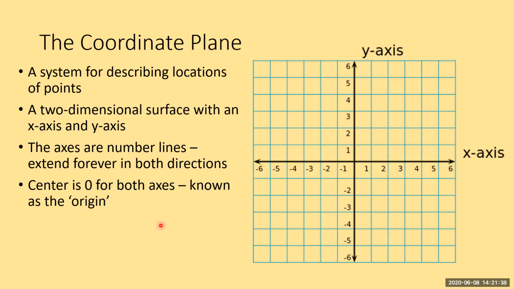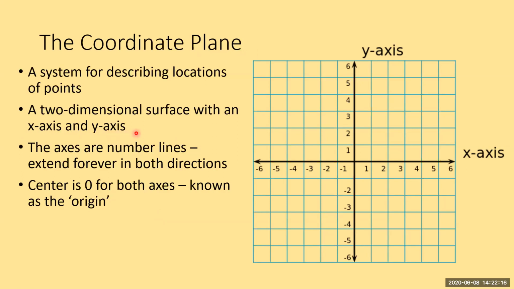So the coordinate plane is a two-dimensional surface, a flat surface, with an x-axis and a y-axis. Let's talk about that in a little more detail. This word plane should sound familiar to you from our geometry lessons. We talked about plane figures, which were flat shapes. Now that word plane is showing up here again, and it still means the same thing. It means a flat surface or a flat shape. So we're talking about a flat surface with an x-axis and a y-axis.